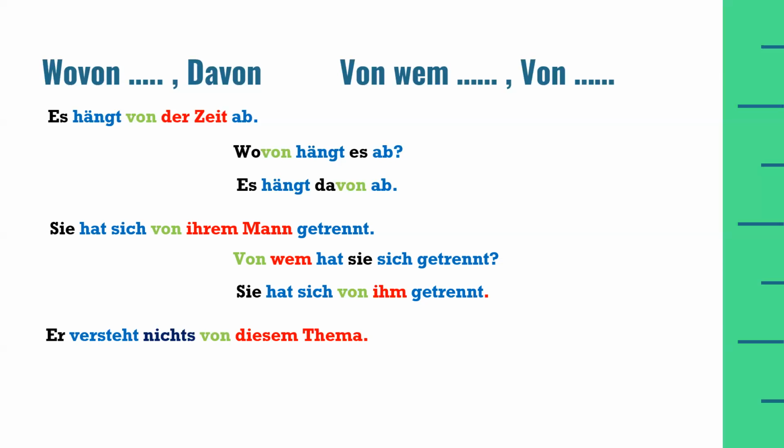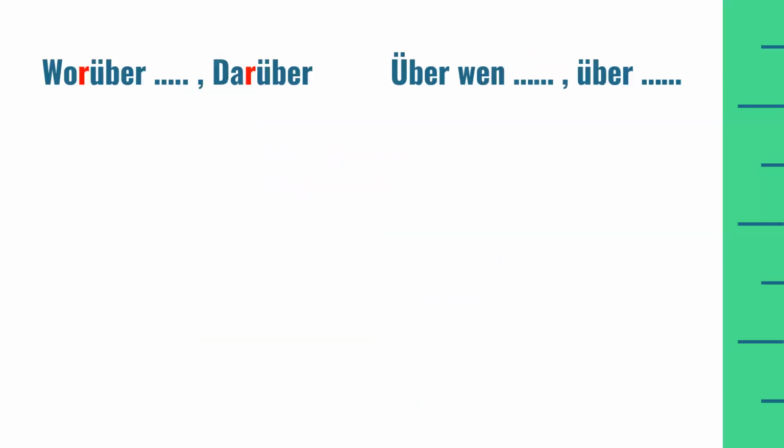Er versteht nichts von diesem Thema. Wovon versteht er nichts? Since he is not understanding the topic, which is a non-living thing, therefore we have to use wovon, and we cannot use von wem. And the answer will be er versteht nichts davon. Now, what is this davon referring to? It is von diesem Thema.